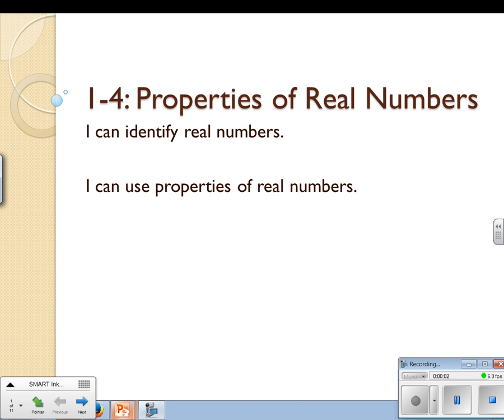In this lesson 1-4 we will be working with the properties of real numbers. By the end of the video and work time in class you should be able to say I can identify real numbers and I can use properties of real numbers.